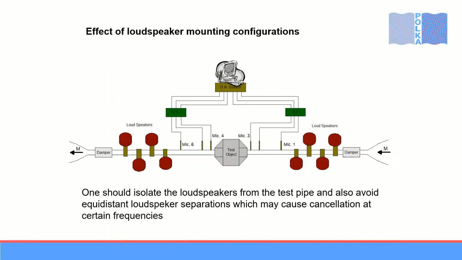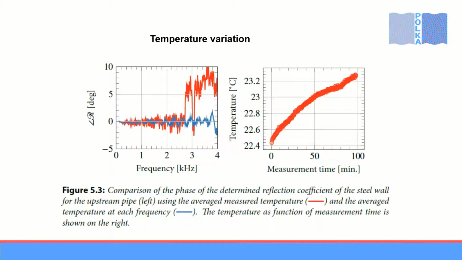So the loudspeaker should be isolated from the test pipe, and if you have multiple loudspeakers, it's also good to avoid equidistant separations, because then you can get cancellations at certain frequencies. Then there's temperature variation, because if you do a long measurement, remember Mats, when he talked, he said that they did some very long measurements sometimes. And then, of course, you start to think about stability. How stable are the conditions? Is the temperature constant during this time?